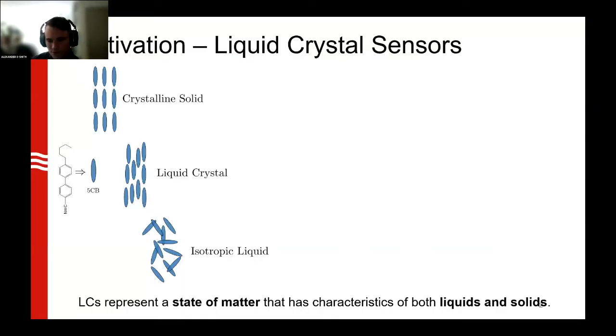For those of you who maybe are unfamiliar with this idea, liquid crystals essentially represent a state of matter that has characteristics of both a liquid and a solid. What we're looking at here on the left-hand side is a molecule known as 5CB, which I'm going to represent as this blue ellipse. And 5CB can take on different states, right? It can form an isotropic liquid where there's really not much long-range ordering in the system. It could form a crystalline solid where there's a tremendous amount of long-range ordering. And it can also take on a state of matter that's in between the two. So you can think of a liquid crystal as something that maybe flows.